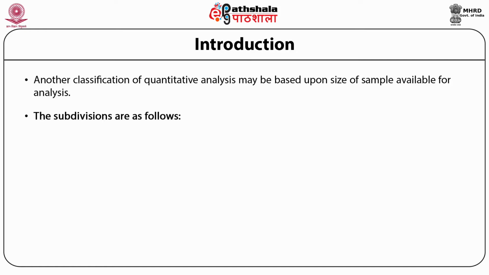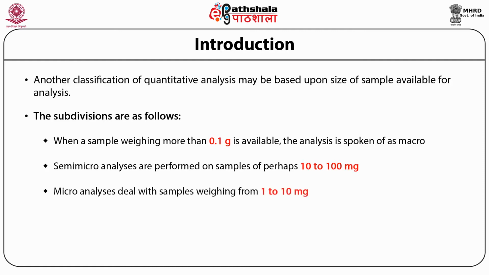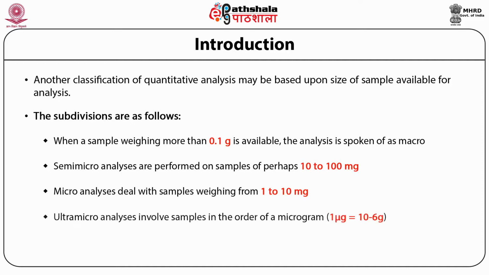The subdivisions are not clear-cut but merge imperceptibly into one another and are roughly as follows. When a sample weighing more than 0.1 gram is available, the analysis is called macro. Semi-micro analyses are performed on samples of perhaps 10 to 100 milligram. Micro-analyses deal with samples weighing from 1 to 10 milligram, and ultra-micro analysis involves samples in the order of a microgram, that is, less than 1 microgram.